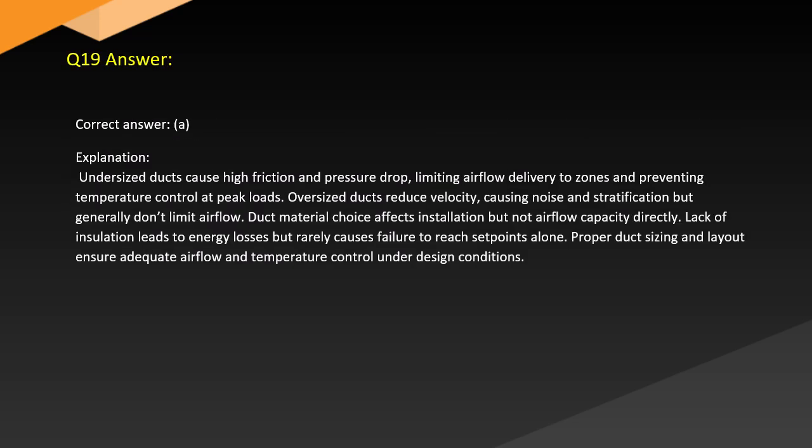Answer. Correct answer, A. Explanation. Undersized ducts cause high friction and pressure drop, limiting airflow delivery to zones and preventing temperature control at peak loads. Oversized ducts reduce velocity, causing noise and stratification, but generally don't limit airflow. Duct material choice affects installation but not airflow capacity directly. Lack of insulation leads to energy losses but rarely causes failure to reach set points alone. Proper duct sizing and layout ensure adequate airflow and temperature control under design conditions.